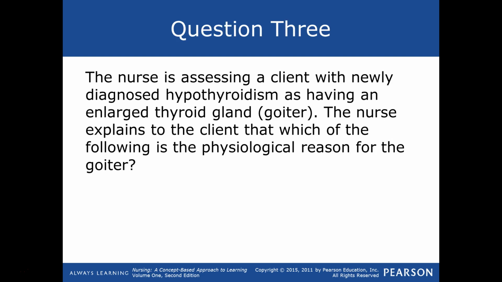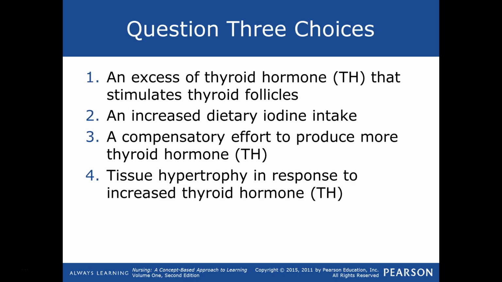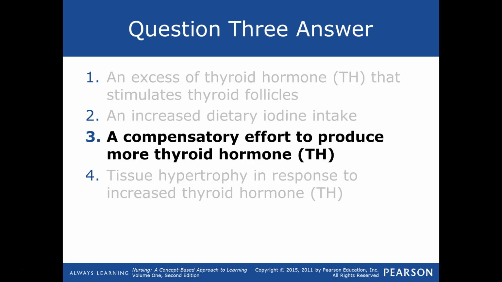Okay, question 3, the nurse is assessing a patient with newly diagnosed hypothyroidism as having an enlarged thyroid gland. The nurse explains to the client that which of the following is the physiological reason for the goiter? I think this is a great question because a lot of people can't understand why you have a goiter for both problems. And here's the choices. And the answer is a compensatory effort to produce more thyroid hormone.